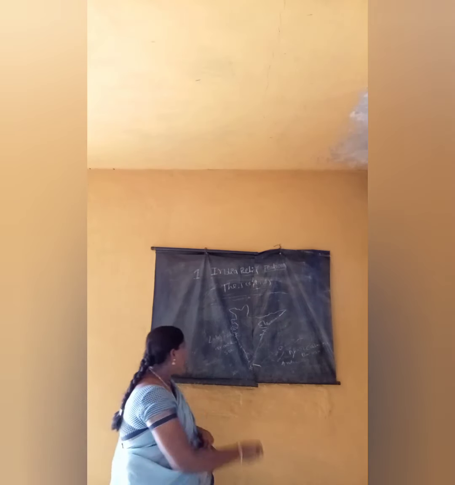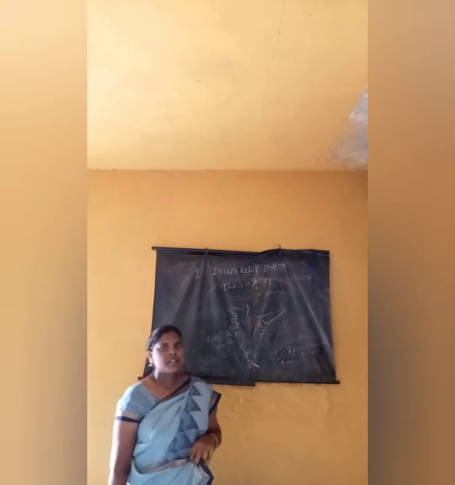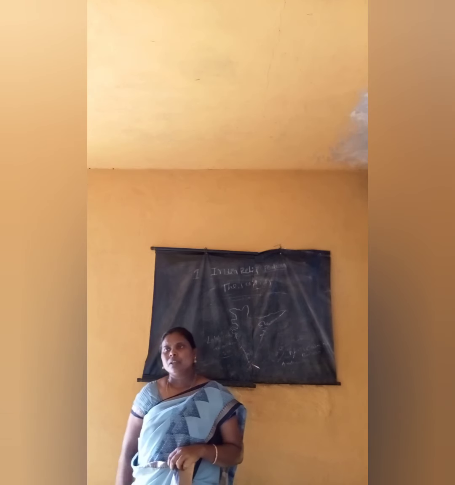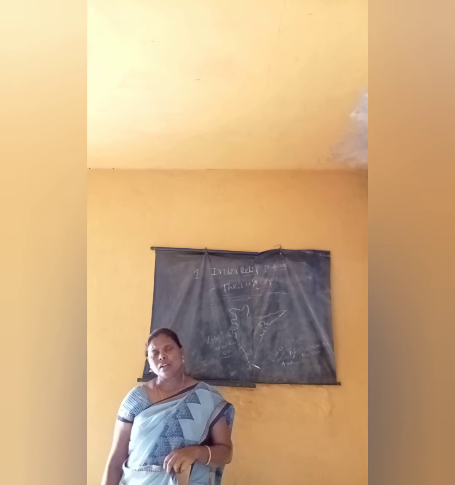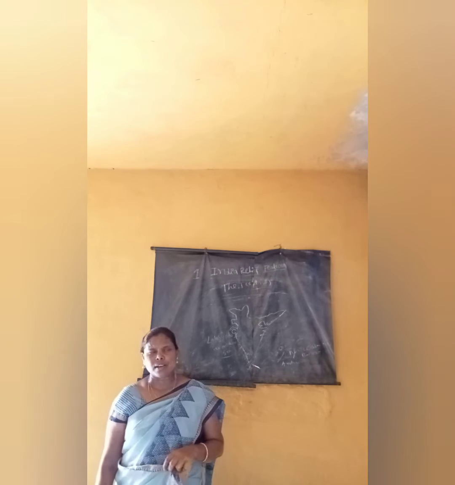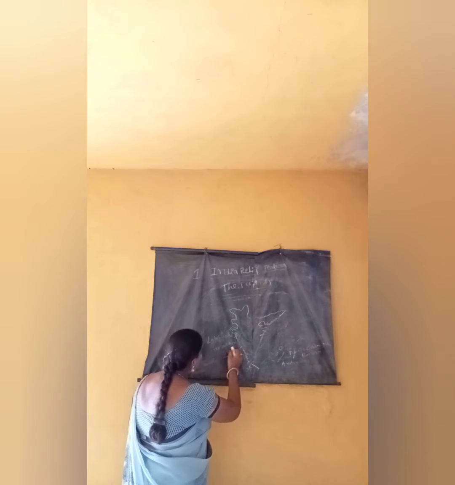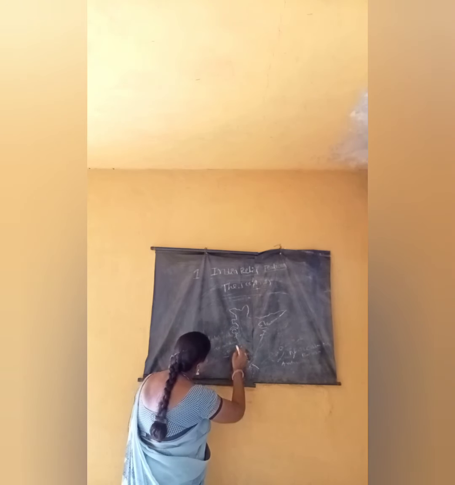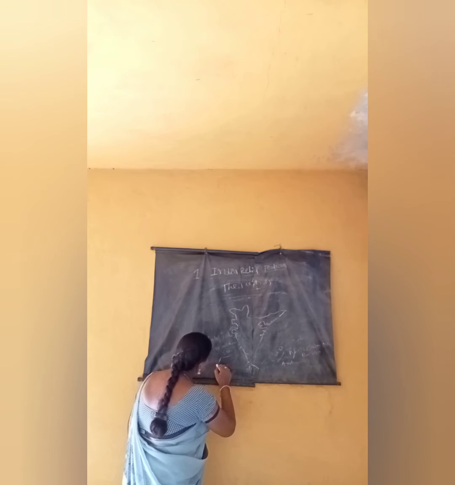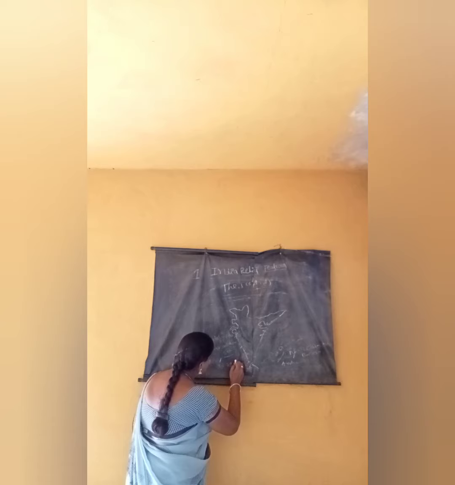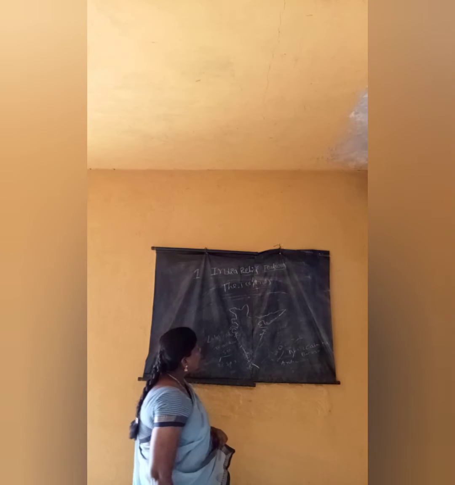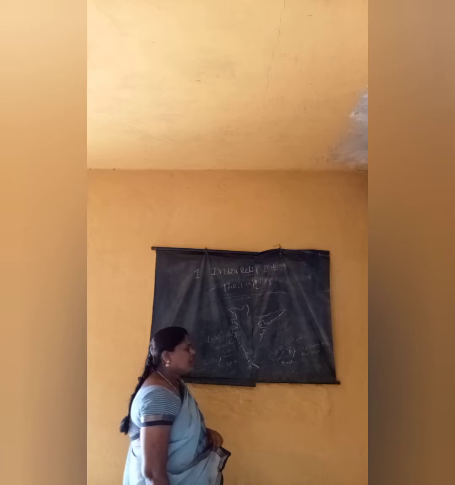So, next, Lakshadweep. This is formed of coral reefs. Lakshadweep's total area is 32 square kilometers. Lakshadweep is formed of coral reefs. This is the Indian relief features, six divisions. The lesson is over. Okay?